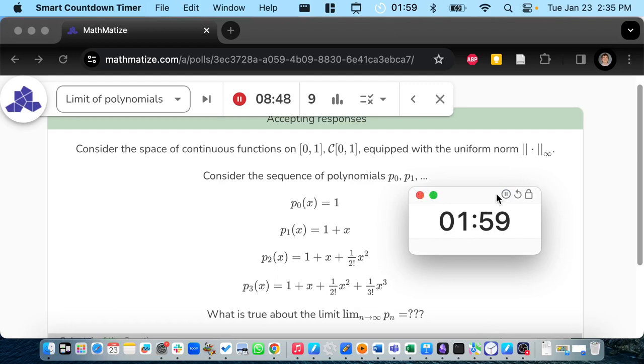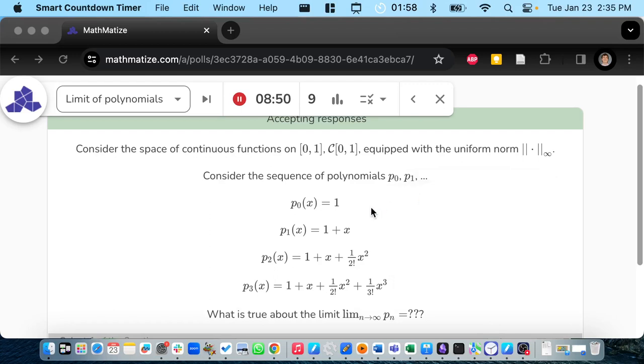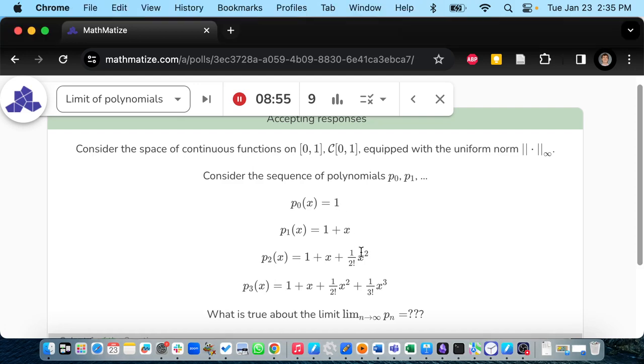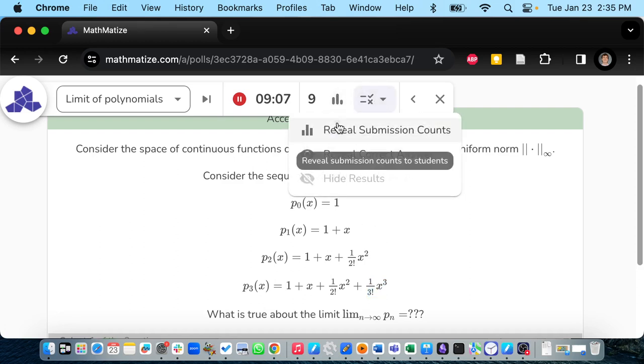So yeah, we're looking at this sequence of polynomials, and it's not just any sequence, it's a very suggestive sequence. 1 plus x, 1 plus x plus 1 over 2 factorial x squared. Every time we add a 1 over n factorial x to the n, and this should remind you of something, there's some special function that looks a little bit like this. Let's see what you guys said about this.